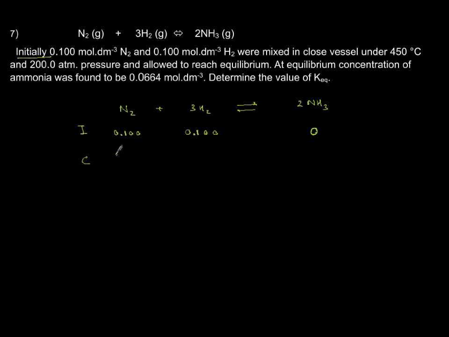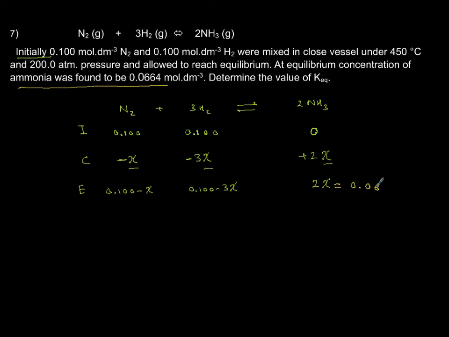Change takes place left to right, reactant to product, so minus x moles of nitrogen consumed, minus 3 times as much of hydrogen, and twice as much of ammonia, which is 2x, comes to life. Equilibrium, 0.10 minus x, 0.10 minus 3x for hydrogen, and 2x for ammonia. The next piece of information is they say ammonia at equilibrium has this concentration. So 2x is really equal to 0.0664.